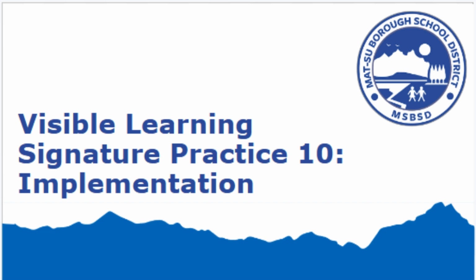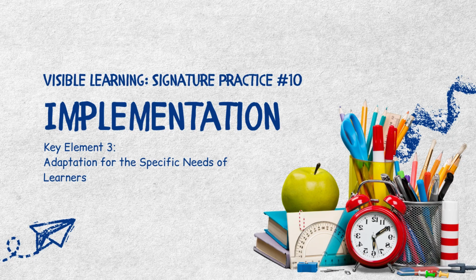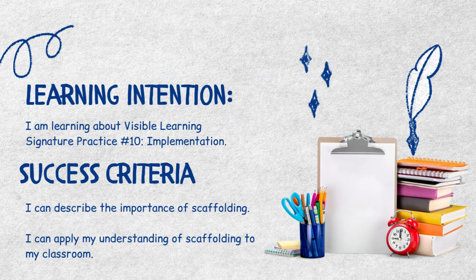Get ready to supercharge your teaching, because today we're diving deeper into something truly powerful: Visible Learning Signature Practice number 10, implementation. Specifically, we're zeroing in today on Key Element 3, adaptation for the specific needs of learners. This is where the magic happens, where we ensure every single student thrives in our classroom.